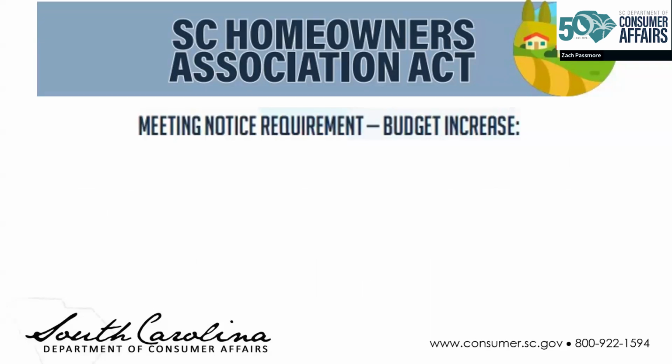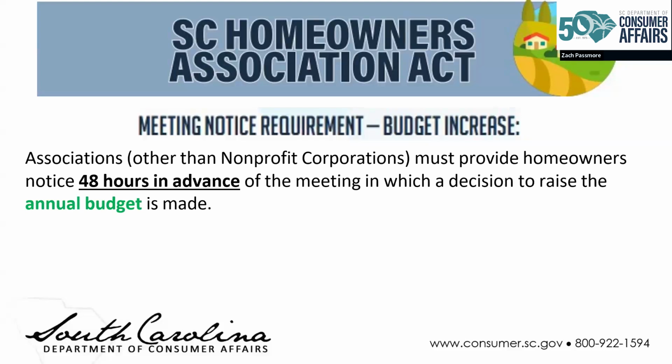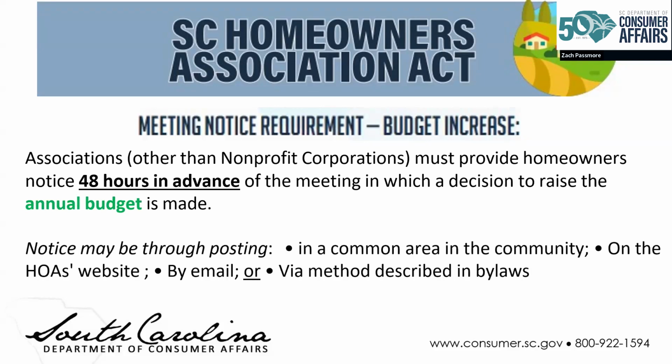So under this act, there is a limited meeting notice requirement for budget increases. Associations other than nonprofit corporations must provide homeowners notice 48 hours in advance of a meeting in which the decision to raise the annual budget is made. This notice may be made through posting in a common area in the community or on the HOA's website or via email or by any other method described in the HOA's bylaws. It's important to note that this is the only situation that the Homeowners Act requires meeting notice, and that is the decision to raise the annual budget. It's also worth noting that this requirement applies only to associations other than the nonprofit corporations, because there are certain provisions of the Nonprofit Corporation Act that will apply to HOAs who have chosen to become nonprofit corporations.